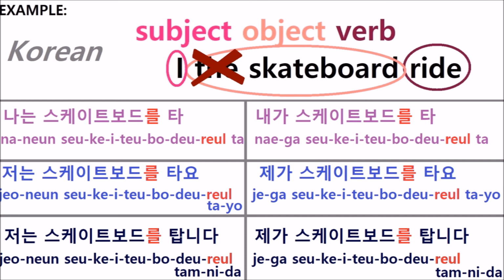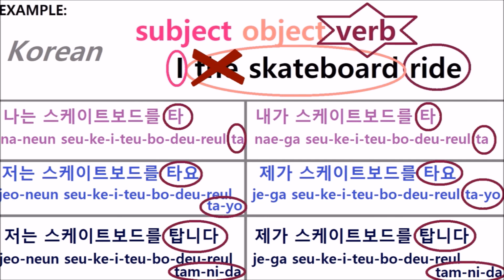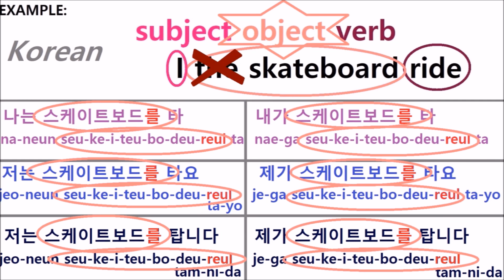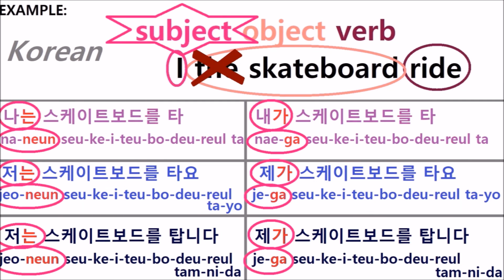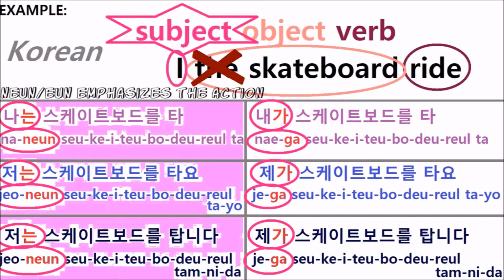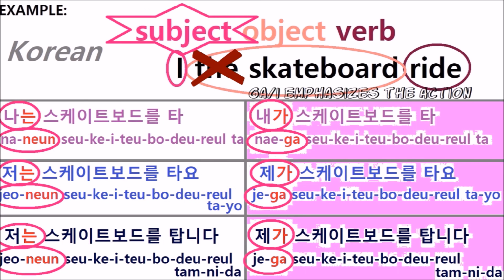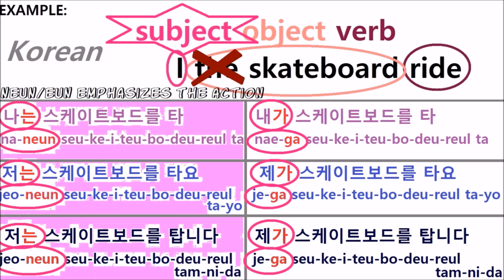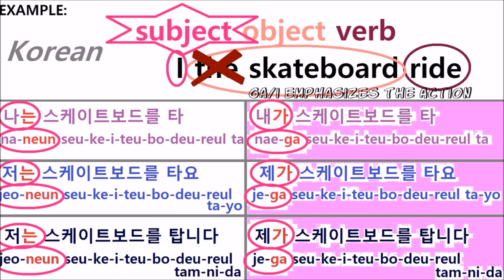Perfect! Look at all these beautiful, unambiguous three-word sentences. We know which word is the verb because the word at the end of the sentence is almost always the verb. We know which word is the object because it has an object marker. And we know which word is the subject because it has a subject marker. And what's more is we know whether these sentences are emphasizing the action, I ride the skateboard, or the subject, I ride the skateboard, because they have either a 는/은 subject marker or a 가/이 subject marker, respectively.